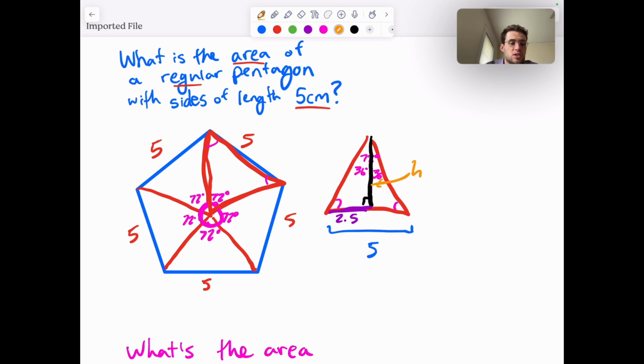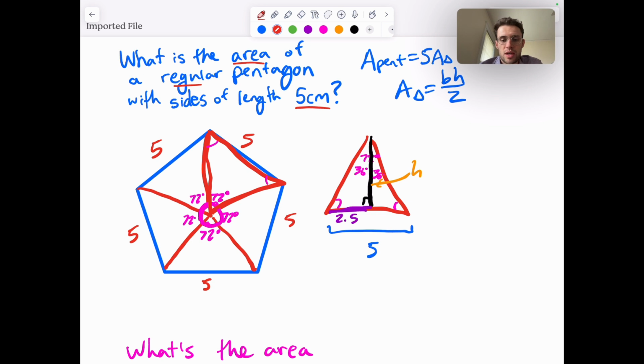We need that height so we can find the area of the triangle, because the area of a triangle is 1/2 base times height, or base times height over 2. Those are the same thing. So once we find the area of the triangle, we can use that to find the area of the pentagon, because the area of the pentagon is equal to 5 times the area of the triangle. So right now, we know we need the area of the triangle.